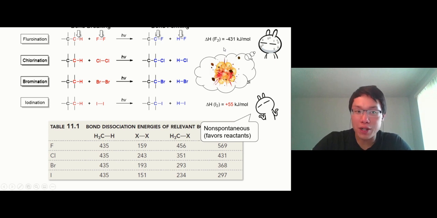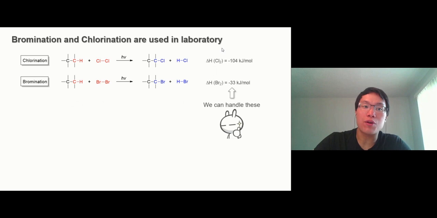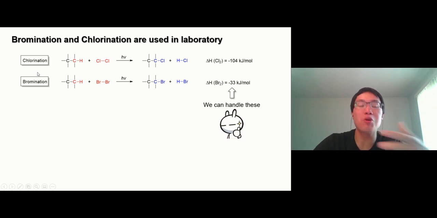So in the laboratory, we're going to talk about only chlorination and bromination. That energy is what we can handle. We're going to talk about the kinetics and regioselectivity of chlorination and bromination. We won't talk about fluorination because it produces too much energy and you can't handle it. Iodination is not spontaneous, so we won't talk about it. Just these two.